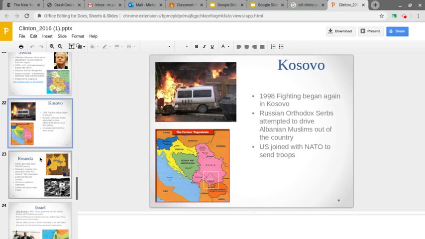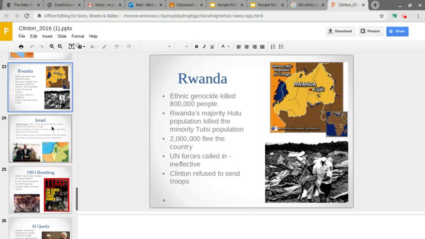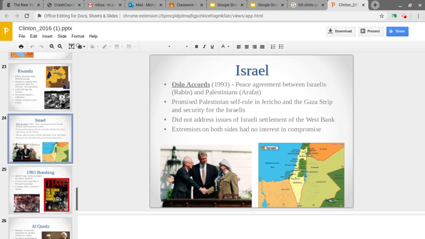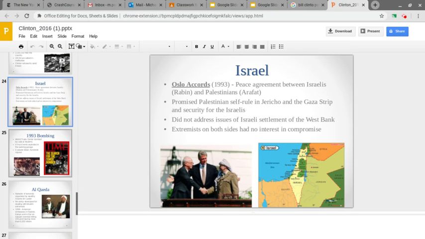There was unrest in Kosovo, Rwanda. In Israel, we see something called the Oslo Accords, which is a peace agreement between the Israelis and the Palestinians. Obviously, this doesn't last, but it was somewhat of a triumph. So he's going to promise Palestinian self rule in Jericho along the Gaza Strip, and give support for the Israelis. But the West Bank remained unsettled. So that's really been the site of a lot of the unrest, the West Bank, they call it.